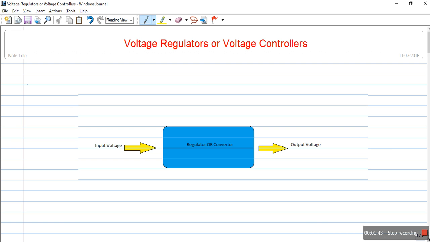So one thing is, why do we require a regulator or converter? Where does it find its application? There are lots of applications for voltage regulators and controllers, like your mobile charger. Your mobile battery requires 3 to 5 volts of DC voltage, but in your household you have 220 volt AC. It is not possible to feed 220 volt AC to your mobile, otherwise it will be completely damaged. So you require an intermediate that converts your 220 volt AC to 3 to 5 volt DC.